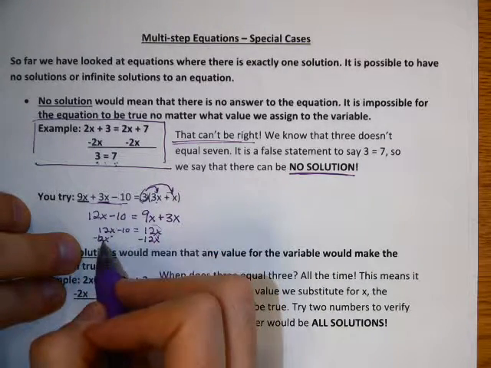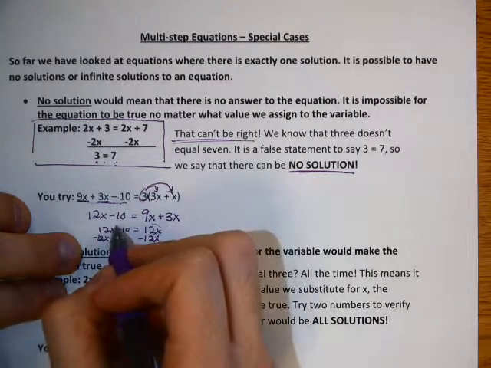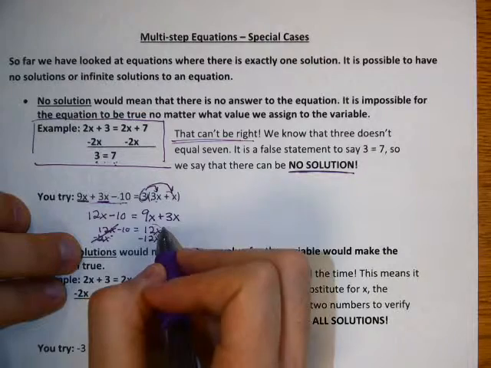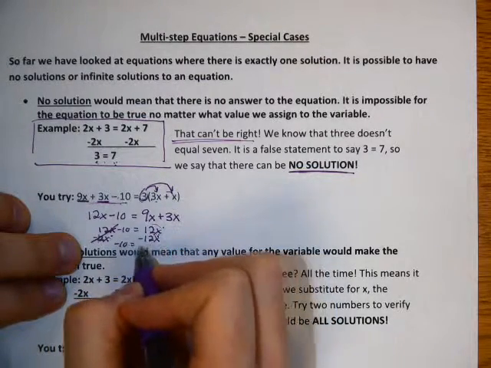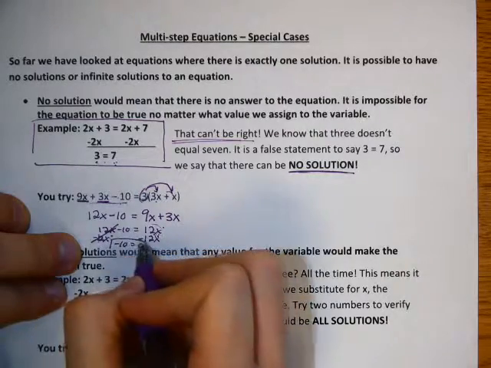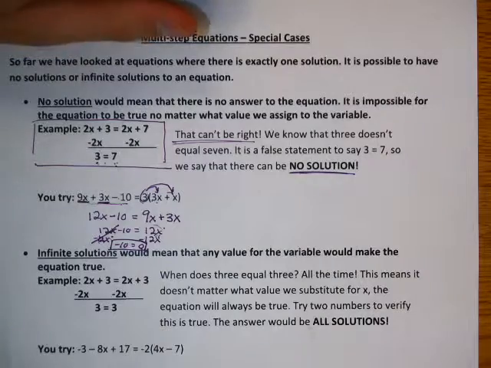12x minus 12x, you do it with the x. You can't separate the 12 and the x. You keep them together. That becomes 0, and you're left with negative 10 on this side. 12x minus 12x is 0. Well, here's your solution. Negative 10 equals 0, but that can't be right, so the answer would be no solution.